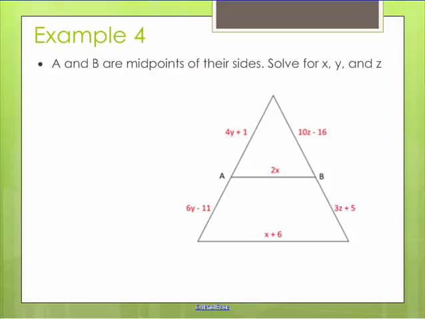And our last example for mid-segments is going to be a very quick section. We want to find x, y, and z. So y and z are going to be done the same way because these two are broken apart by midpoints. A and B are midpoints. So let's go ahead and find y and z first. Since A is a midpoint, I know 6y minus 11 is equal to 4y plus 1. I'm going to subtract 4y from both sides.